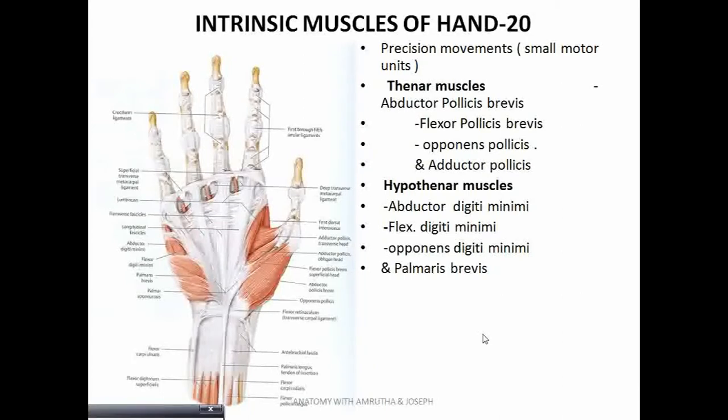We were seeing muscles of upper limb and we have seen some muscles on the forearm, arm, shoulder region. So if you have not watched that video, please watch that. Now, today we will be seeing intrinsic muscles of hand, the intrinsic muscles of the hand.